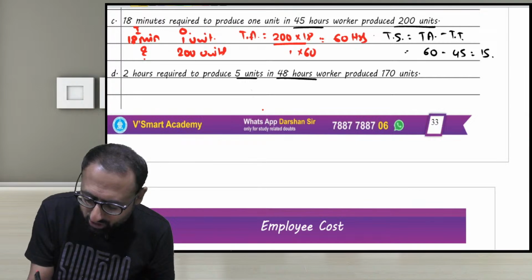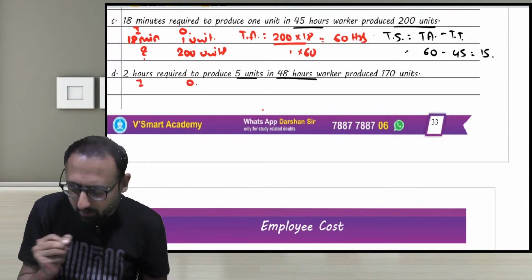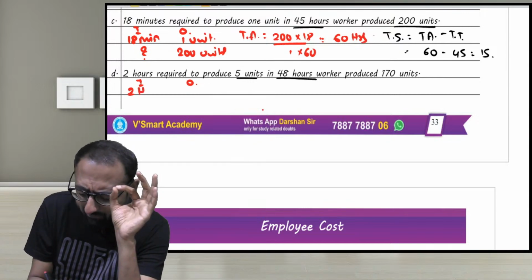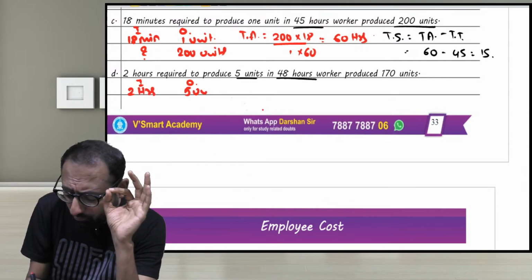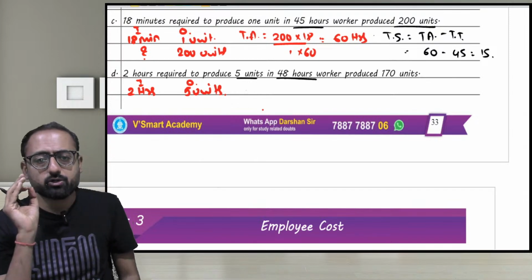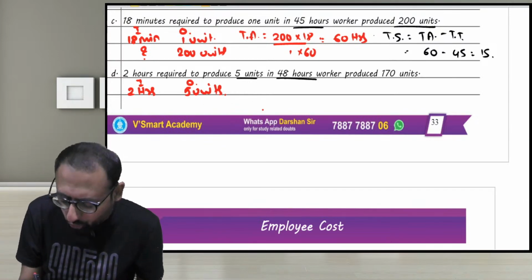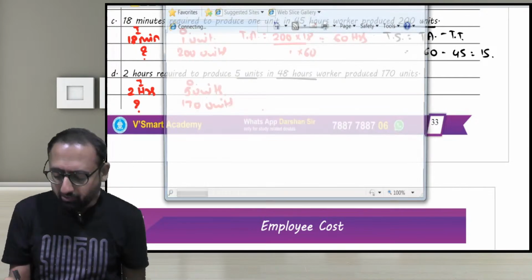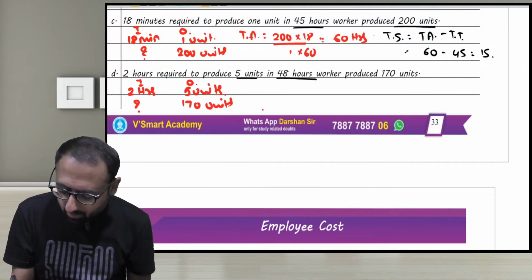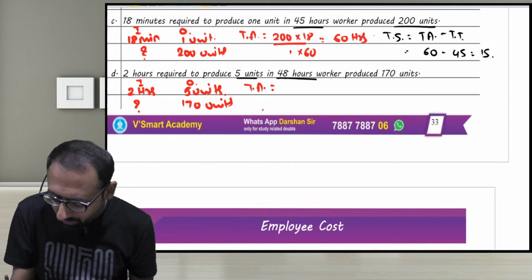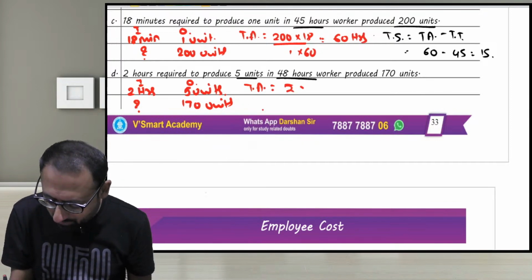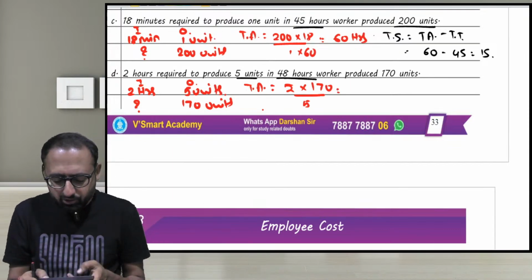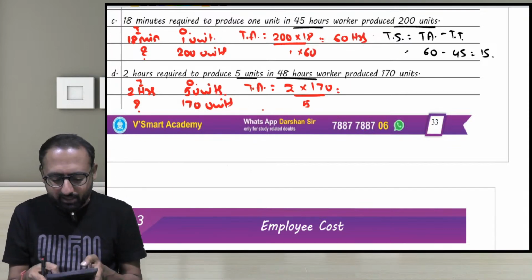Let's quickly check that answer. I'll write their input and output. 2 hours is required to produce 5 units of output. Actually, you are producing 170 units. So how much time will be required? So you can calculate that. The time allowed is equal to, Sir G, 2 hours multiplied by 170 divided by 5 units. Let me check that: 2 multiplied by 170 divided by 5.